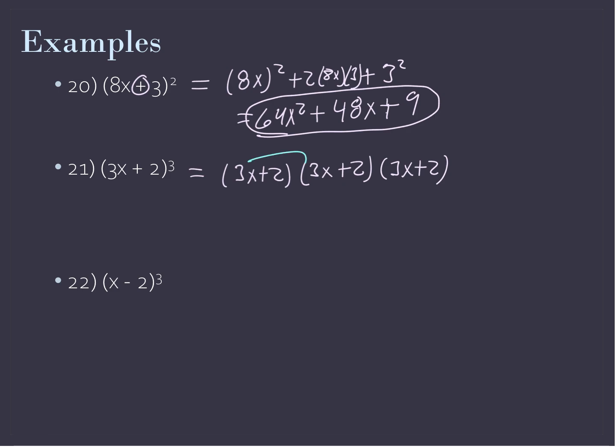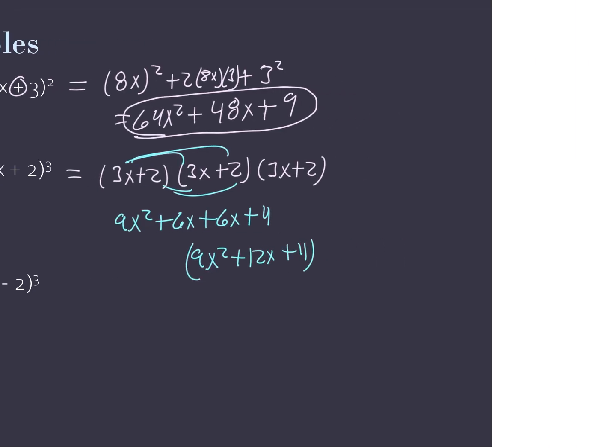And we can do one at a time, right? So I'm going to FOIL the first 2. And this is going to get me a 9x squared plus 6x plus 6x plus 4. And so we get a 9x squared plus 12x plus 4. And then I still have another one to multiply. So it's going to be a 3x plus 2.